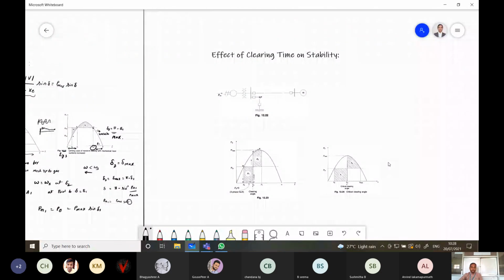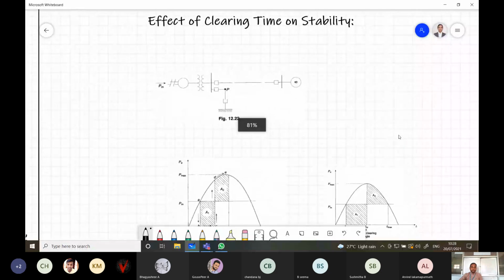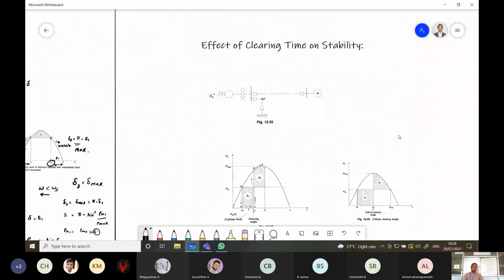So next is the effect of clearing time on stability. Next topic is the effect of clearing time on stability. In this case, we need to find two important things, that is the critical clearing angle and the critical clearing time. So let us consider the system.